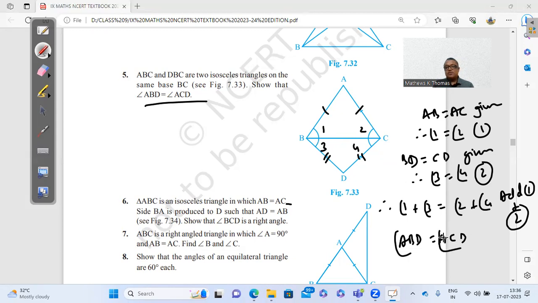And if you add 2 and 4, what will we get? Angle ACD. So here we have proved ABD equal to ACD by using which property? Angles opposite equal sides are equal. We are using this property. So here we have two sides equal, so angles are equal. Here also the same, and then we add up. And when we add up, we get the required result that ABD equal to ACD.